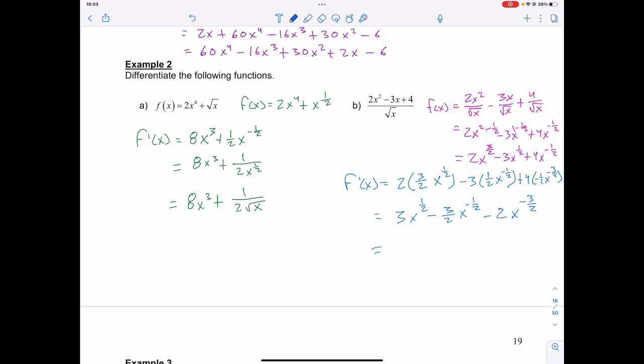And I can state that as 3 times the square root of x minus 3/2 times the square root of x, minus 2 over x to the 3/2, or the square root of x cubed.